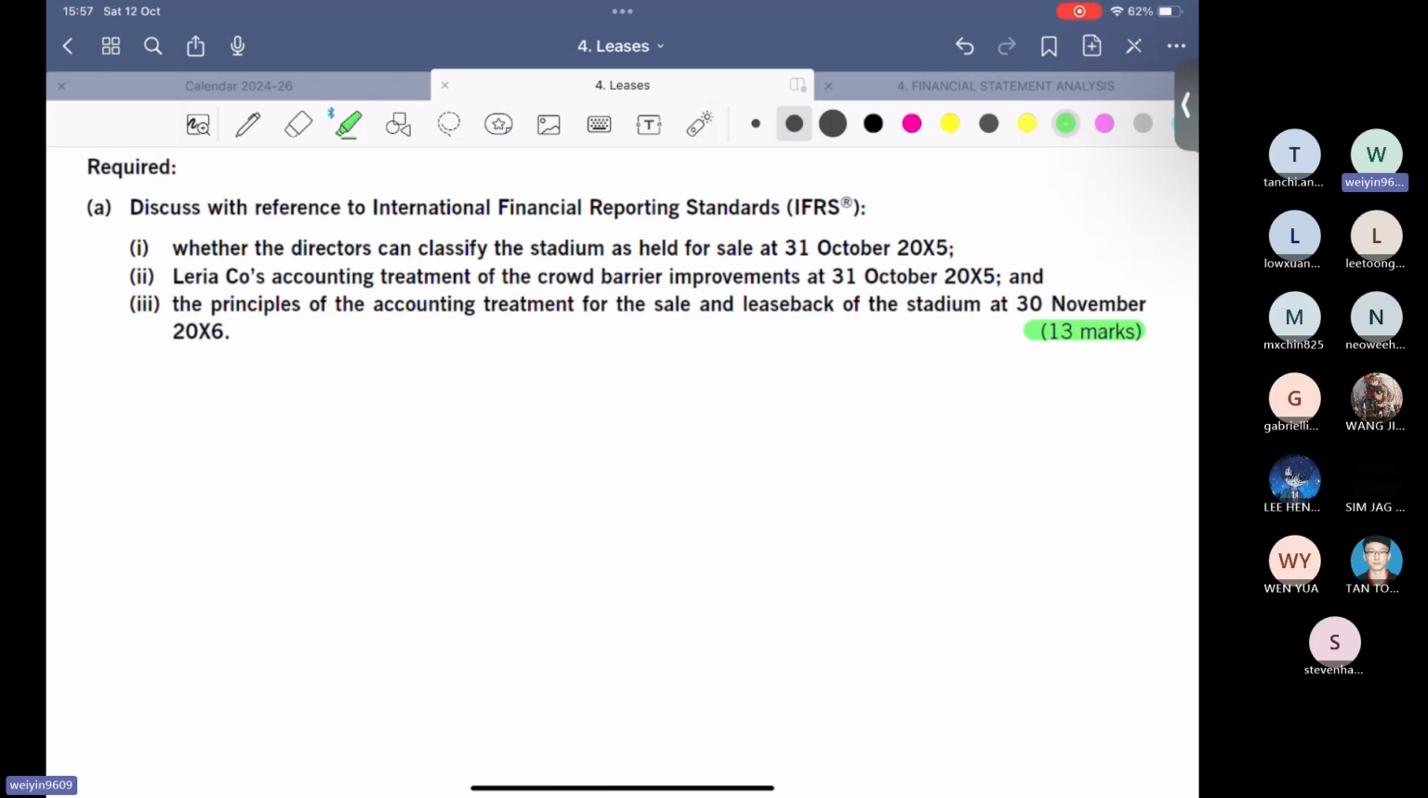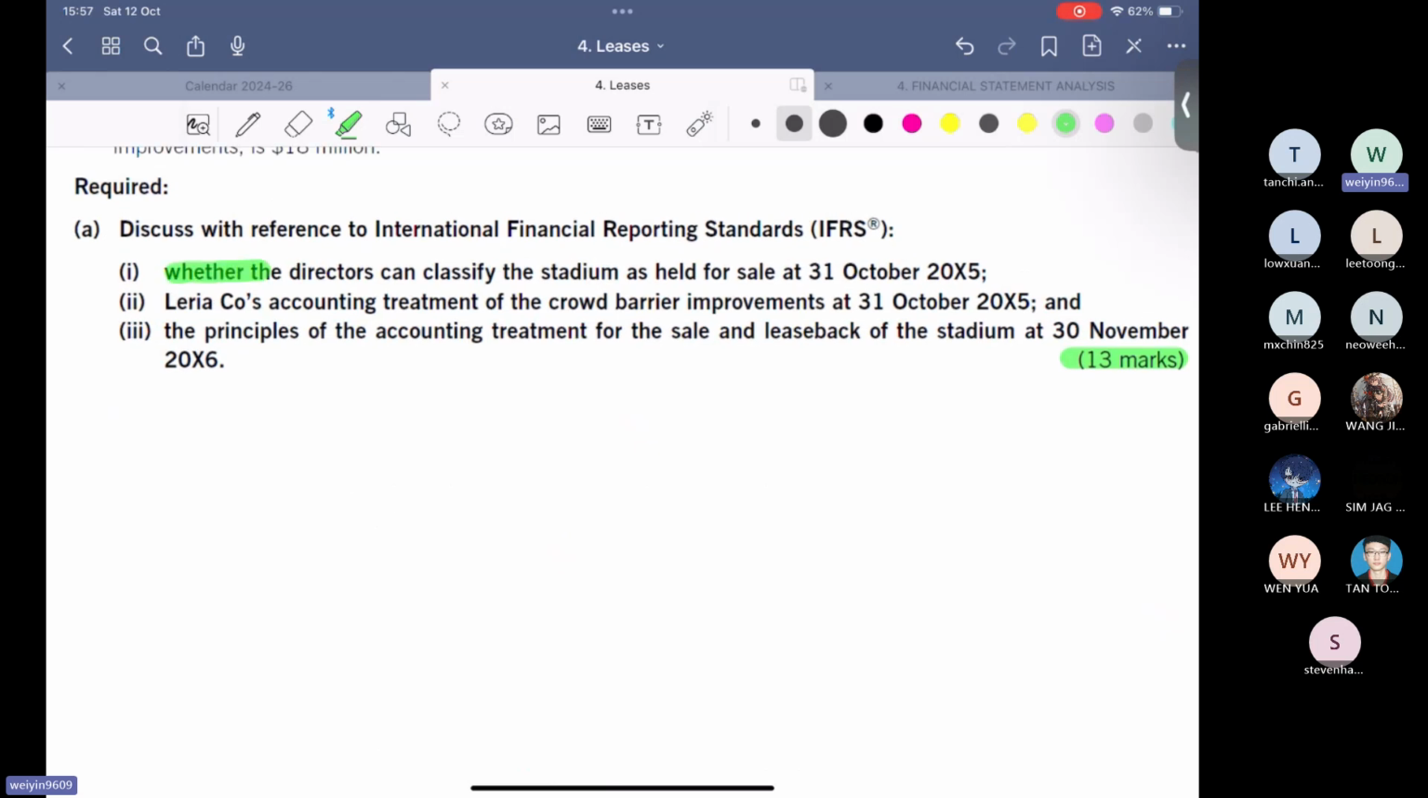And he said, discuss with relevance to IFRSs. Number 1, whether the directors can classify the stadium as held for sale. It again asks you whether it's held for sale or not. Number 2, the accounting treatment for the crowd barriers improvement at 31st October 20X5. That means you need to tell the examiner whether they did it correctly or not.